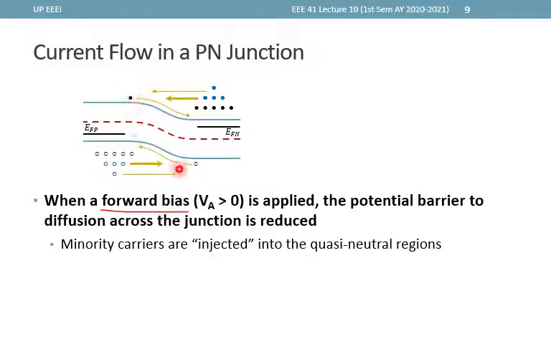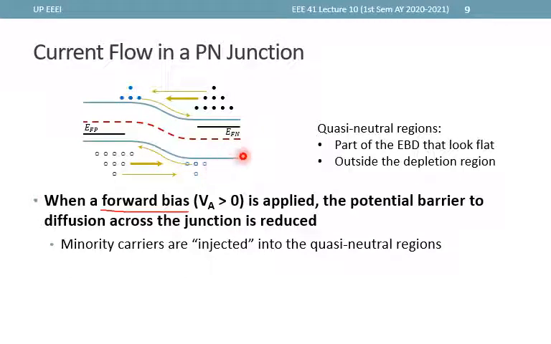So this is the depletion region, and the seemingly flat regions are the quasi-neutral regions. So we say that minority carriers are injected into them, since as our carriers diffuse, say the electrons from here diffuse here, then they are now treated as minority carriers. So since this is the p side, electrons are injected into them, and therefore these newly injected electrons are considered minority carriers. The same is true for holes injected into the n side. They are considered minority carriers at the quasi-neutral regions, which are the parts of the EBD that look flat and are outside the depletion region.